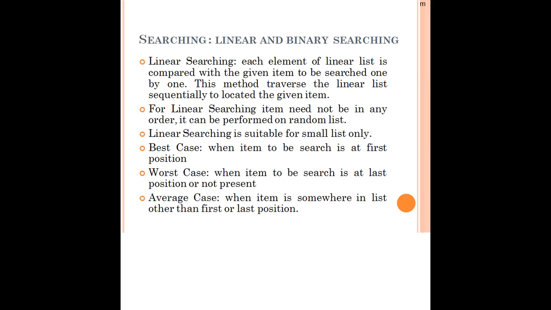What will be the best case, worst case, and average case? The best case is when the element is found at the first position, because our search is over in just one search. What will be the worst case? If the element is present at the last, then we have to visit each and every element. Suppose there are n elements, n searches are required. What will be the average case? When the item is anywhere in between first and last. These are the properties of the linear search method.